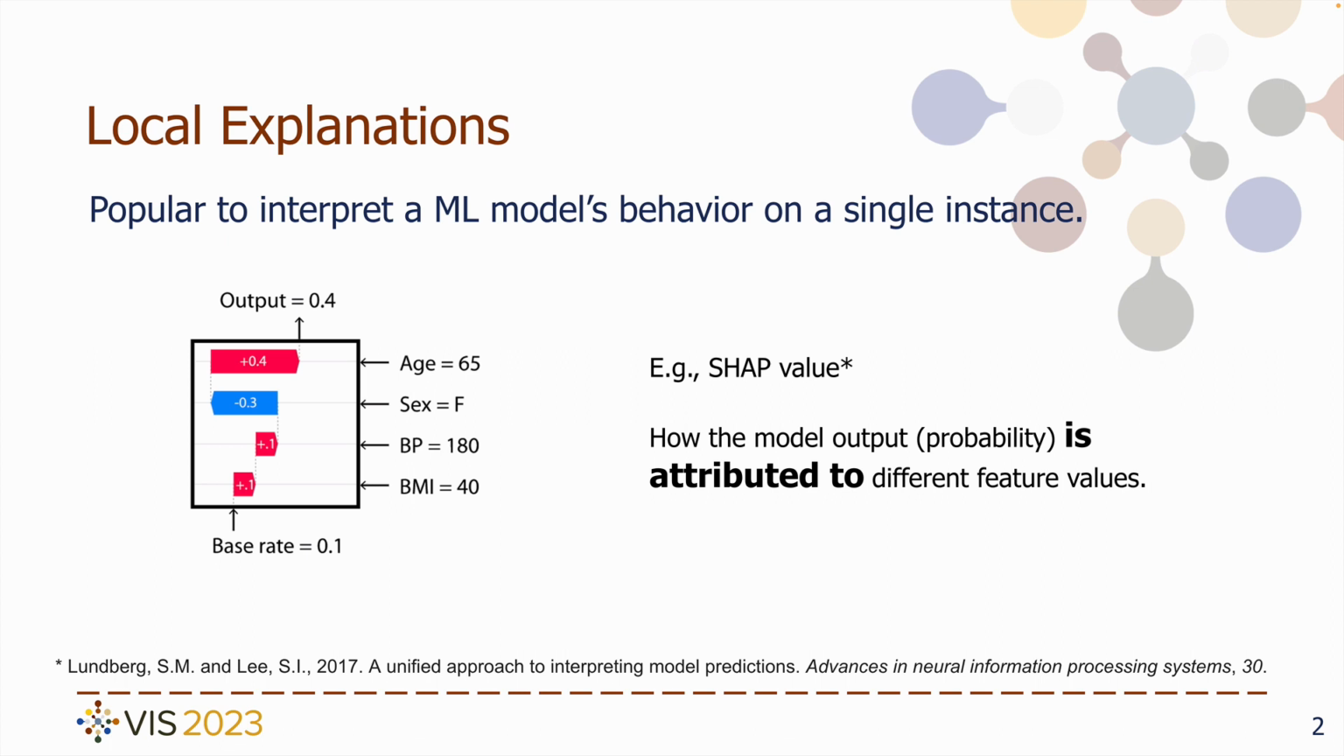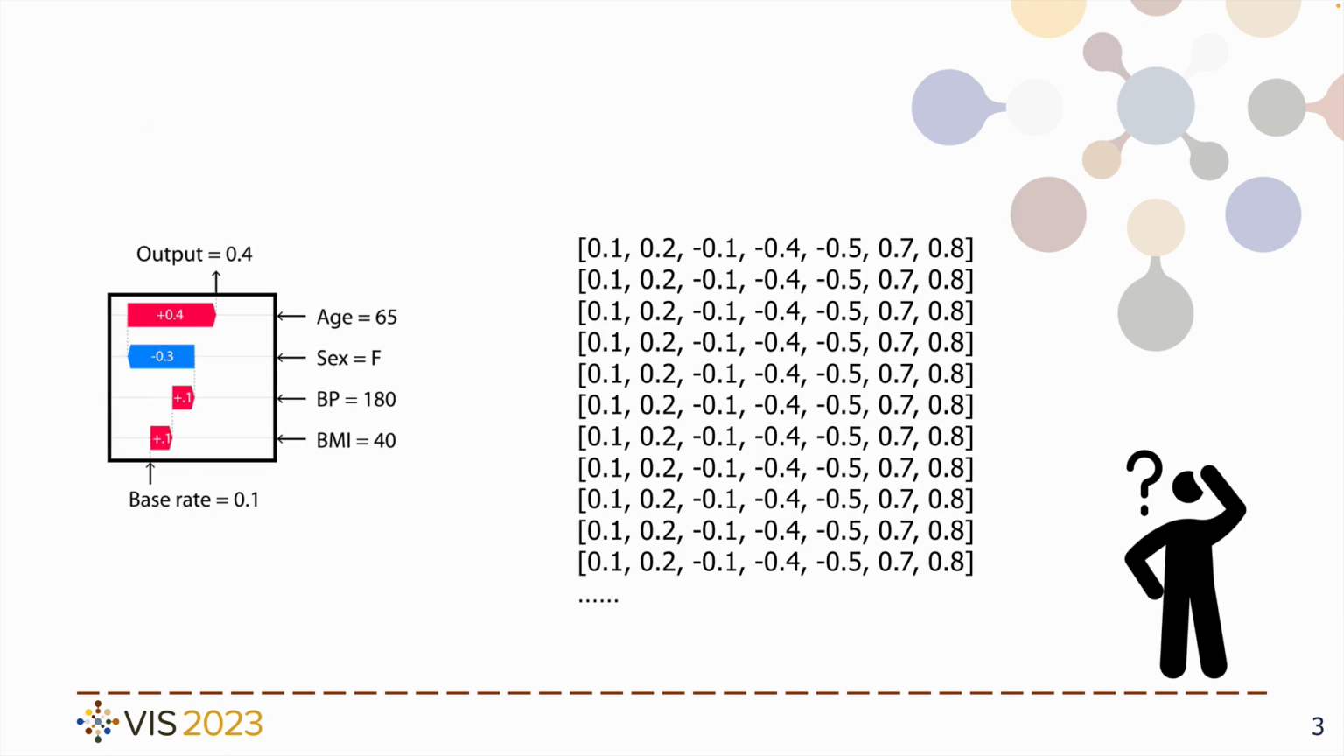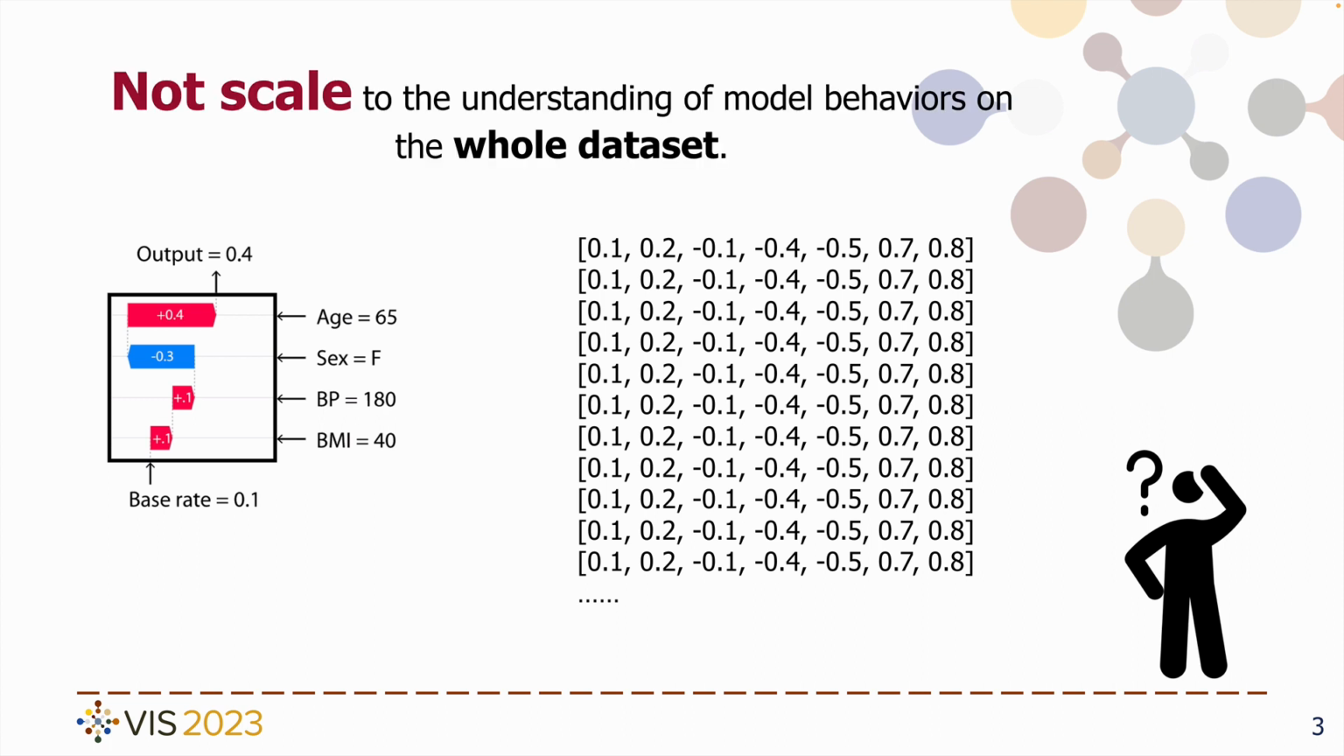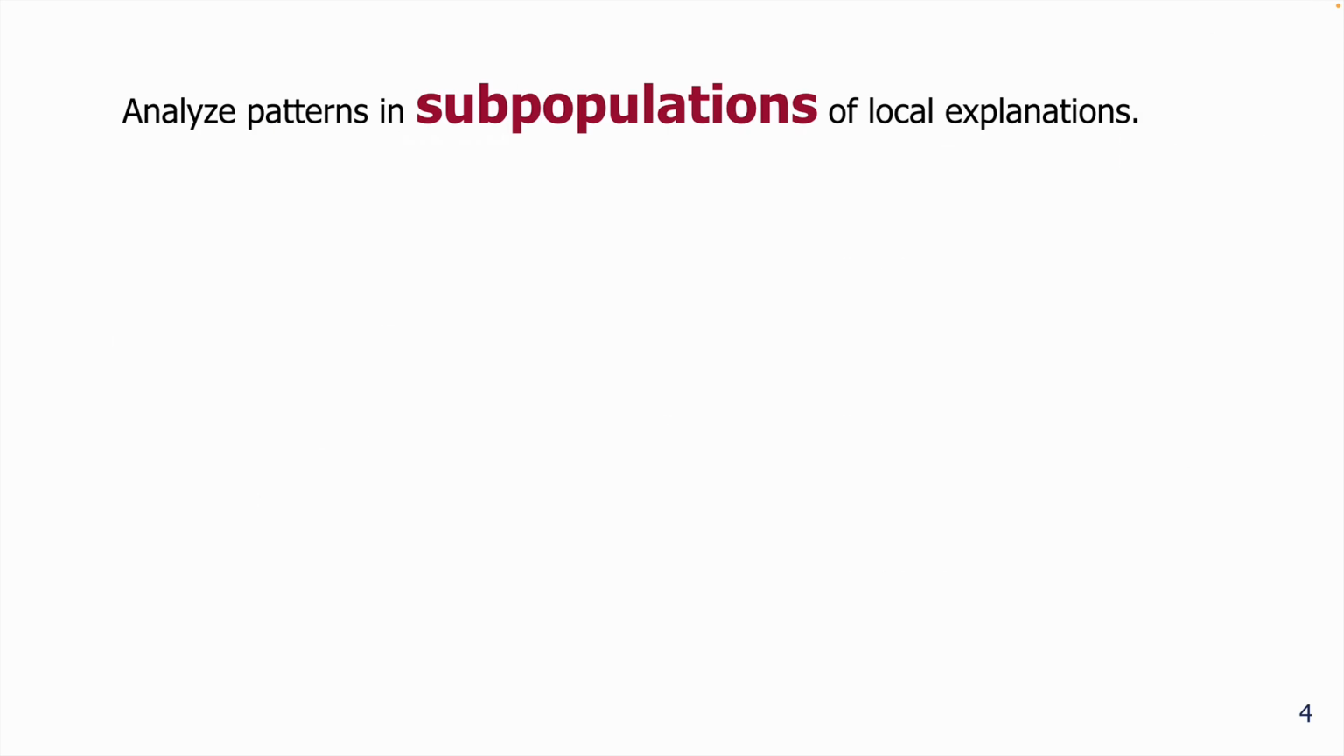Local explanation techniques are popular to interpret a machine learning model's behavior on a single instance. For example, here SHAP values indicate how the model output is attributed to different feature values. However, local explanations do not scale to the understanding of model behaviors on the whole dataset. To understand the patterns of a large set of local explanations, it is natural to conduct subpopulation level analysis.